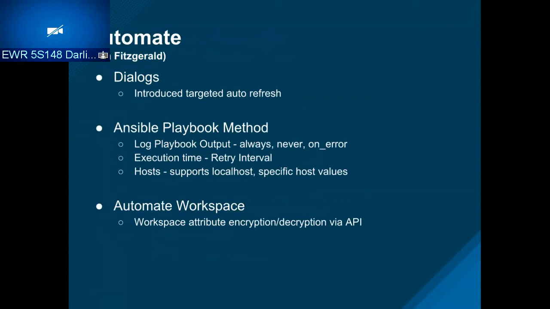Execution time-to-live is a feature that's currently supported in Ansible Playbook services. We've added that to the Ansible Playbook method, which allows you to indicate the amount of time you expect the playbook to take to finish, and then it sets up a retry interval divided by the max retries. Now, this is only available for state machines, so that value will be ignored if the method is not running in a state machine context. And a host option was added, which allows you to specify localhost or specific host values, and this is kind of cool because it allows you to use substitution. And finally, Madhu continued his work on the Automate Workspace by adding encryption and decryption for the workspace via API. Next slide, please, and over to Joe.